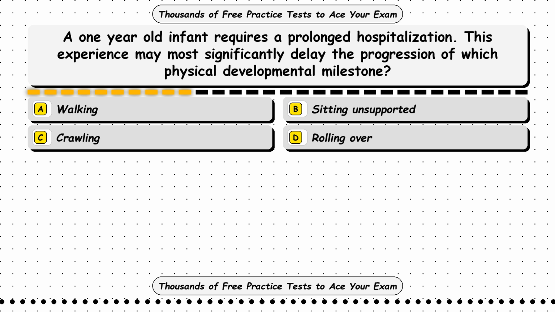This experience may most significantly delay the progression of which physical developmental milestone? Option A, walking. Option B, sitting unsupported. Option C, crawling. Option D, rolling over.